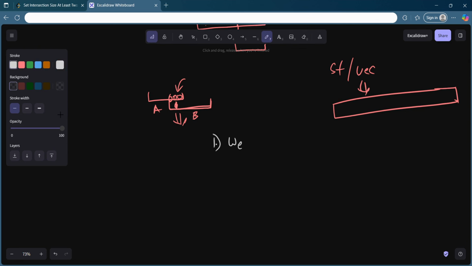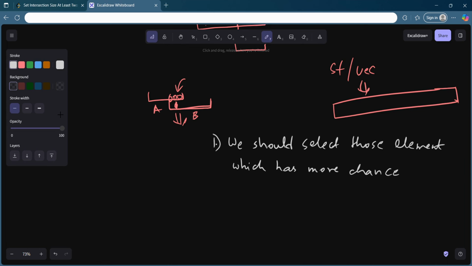we should select those elements which have more chance of being covered in future intervals also. Let's say you are scanning these intervals one by one using the iterator I equals to 0 till I equals to n minus 1. So let's say you have n intervals, and as you are scanning you should select those elements which have more chance of being present in future intervals also.